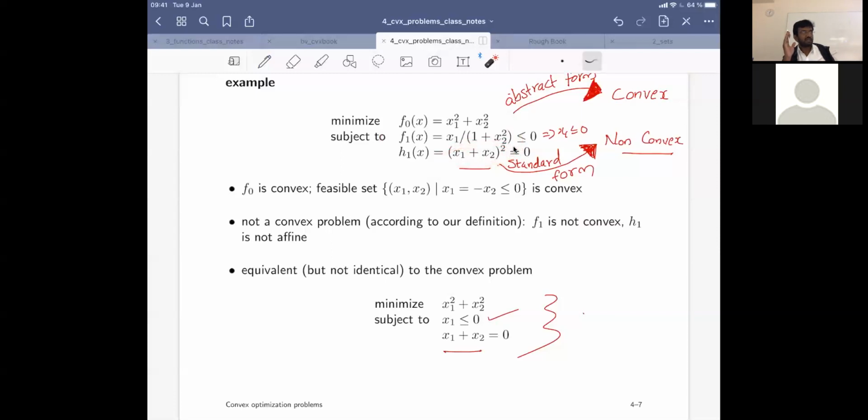But you can come up with an equivalent problem, which is convex. This problem is non-convex, of course, in this form. So just examine this, what is it saying? It's saying square equal to 0. It can happen only if this quantity equals 0. That means x1 plus x2 equals 0.